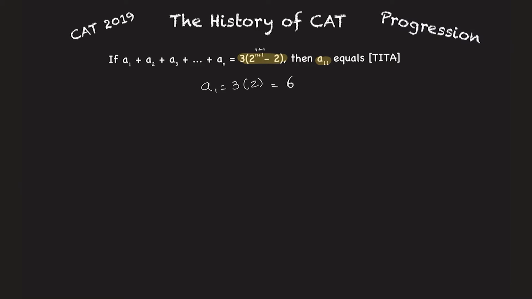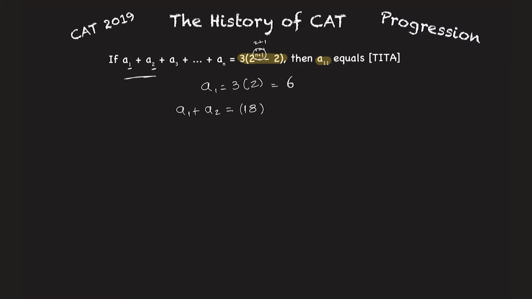What will be next now? Next I'll write A1 plus A2, where I'll take n equal to 2. If n is equal to 2, this becomes 2 plus 1, which is 3. So 2 raised to 3 is 8, 8 minus 2 is 6, and 6 into 3 is 18. This turns out to be 18 if you substitute n as 2 here.